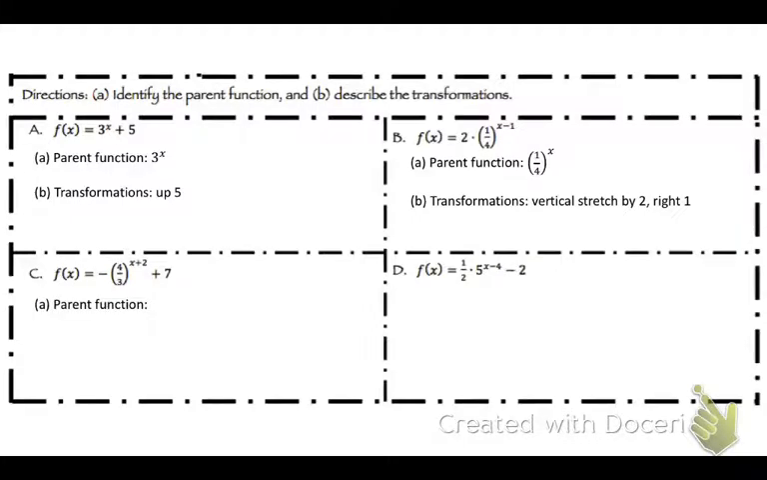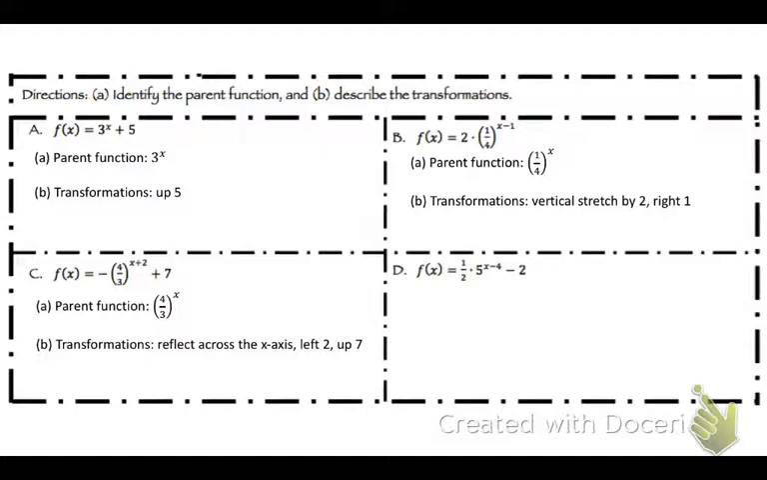Okay, for c, the parent function is 4/3 to the x power. The transformations: that negative makes it reflect over the x-axis. Plus 2 makes it go left 2. Plus 7 makes it go up 7.